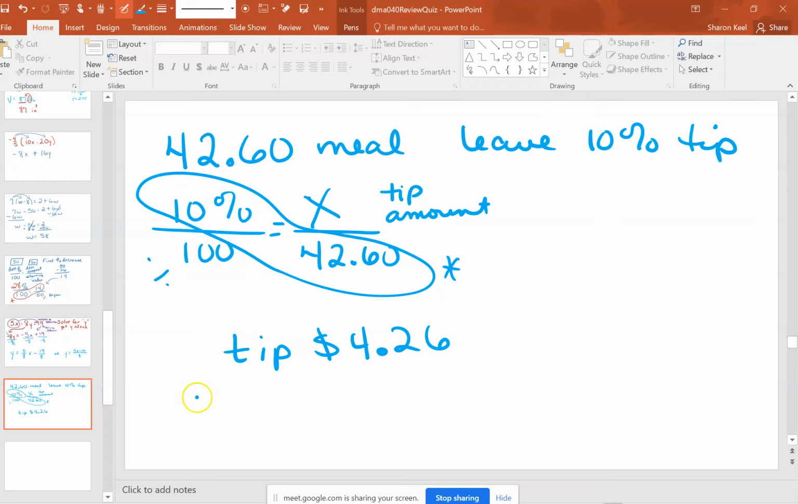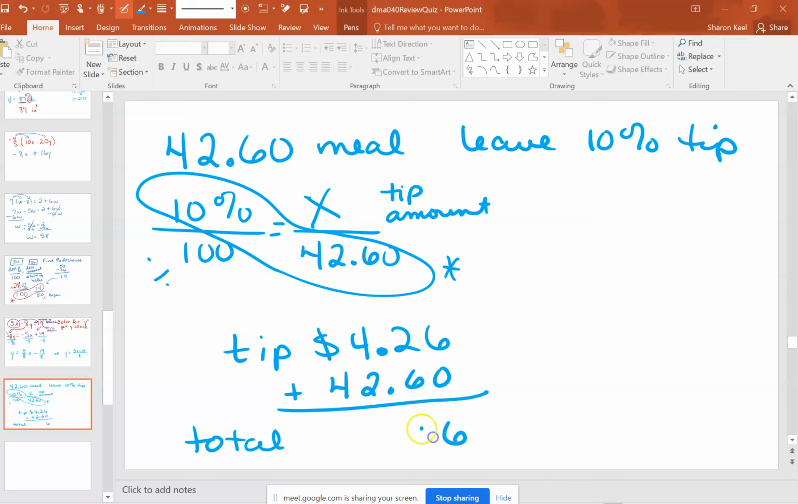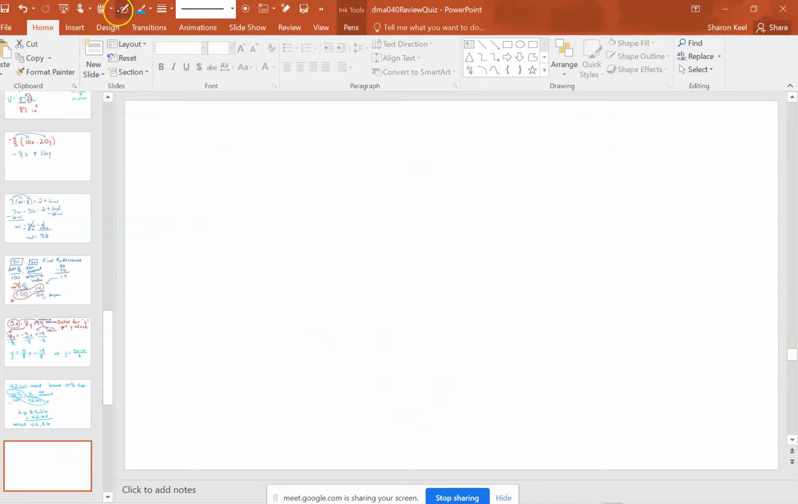So the tip is $4.26. They ask you for the total cost. You're going to add the $4.26 to the $42.60, and that's going to give us $46.80 for the total cost, including the tip. And we will do one more.